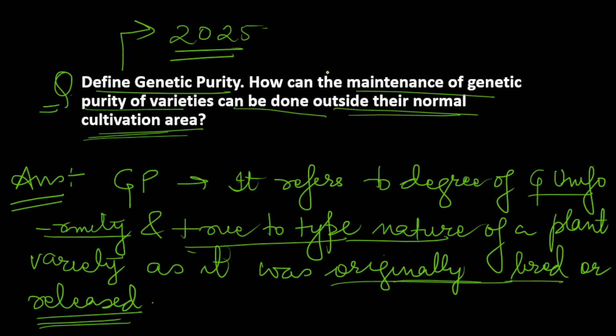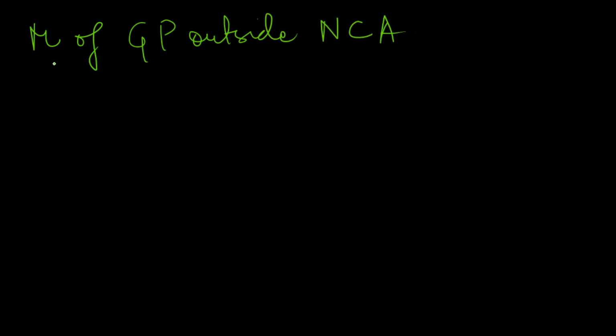Now let's move to the second part of the question, that is maintenance of genetic purity of varieties outside their normal cultivation area. So give the heading: maintenance of genetic purity outside normal cultivation area. So how can we maintain it? There are various ways, we will discuss them, which we need to follow.